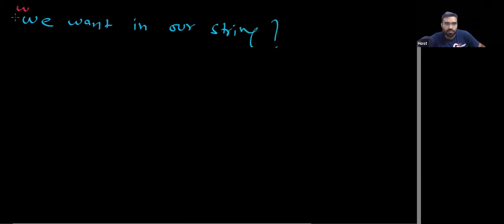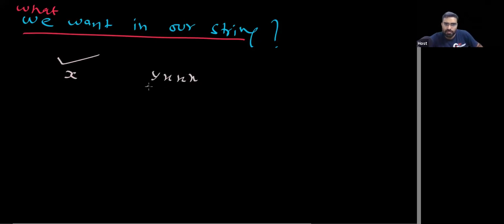Remember, the final idea, this is the conclusion. This is what we want in our string. In our string, we want only two people. These people can come, and also these people. Basically, you can put them in a box. This you can put in the box, and this you can put in the box.